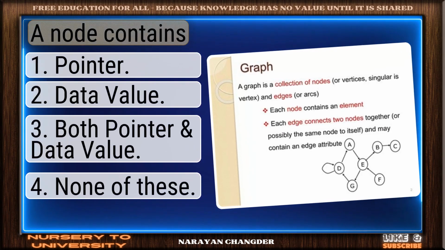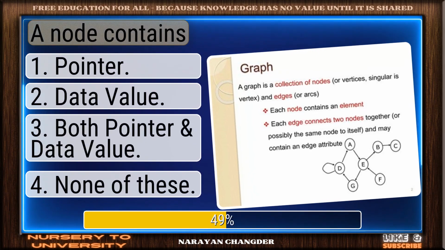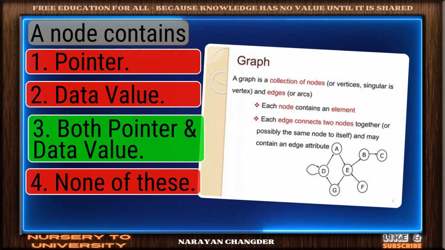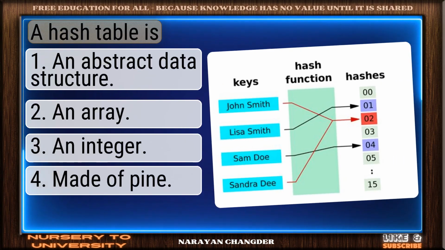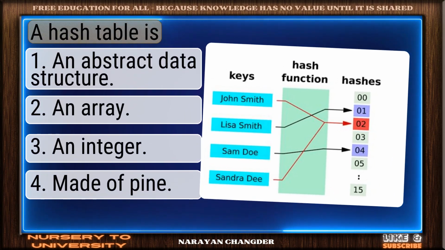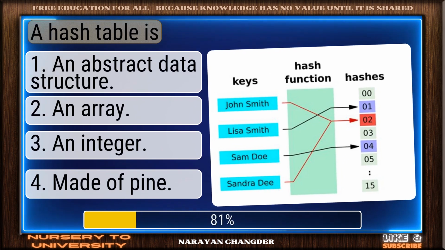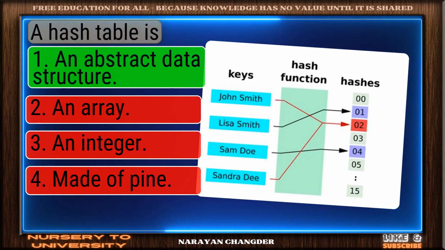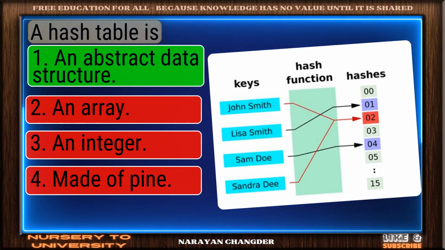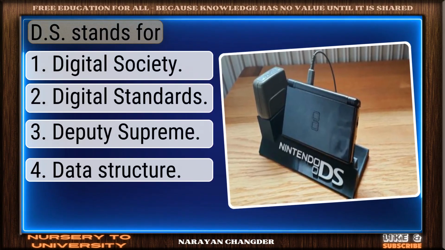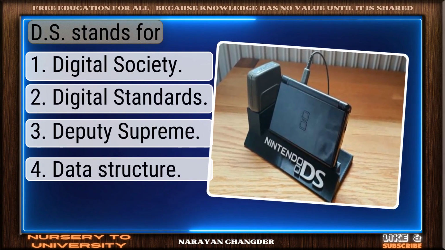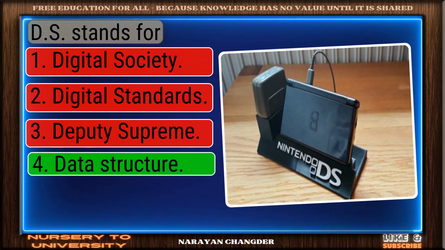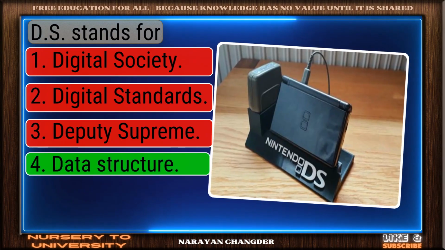Question number 75. A node contains. Excellent. Both pointer and data value is a brilliant choice. Question number 76. A hash table is. Great thinking. An abstract data structure is the right choice. Question number 77. DS stands for. Exactly. Data structure makes sense and it is right choice.